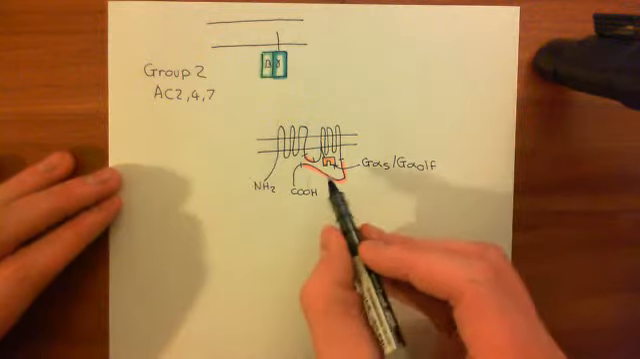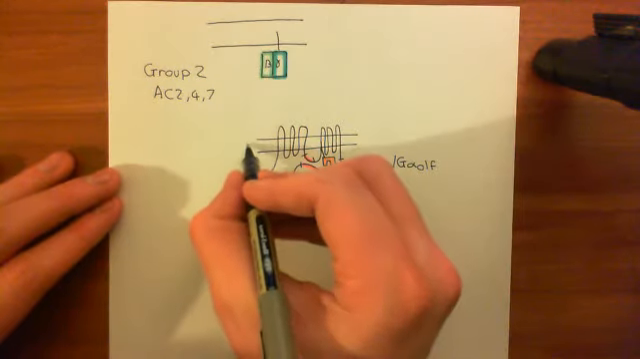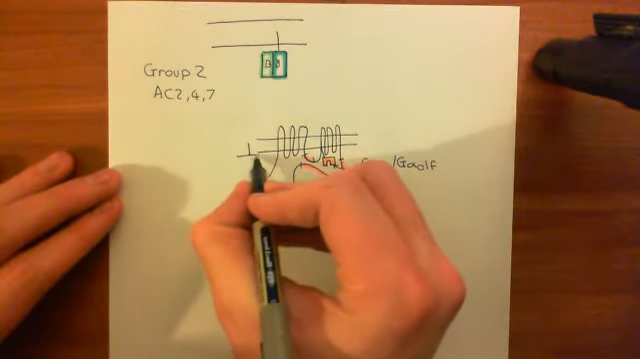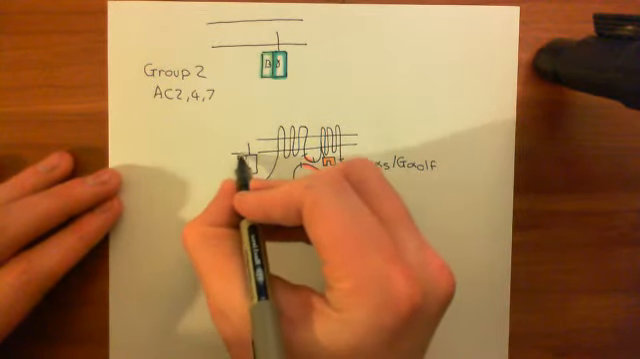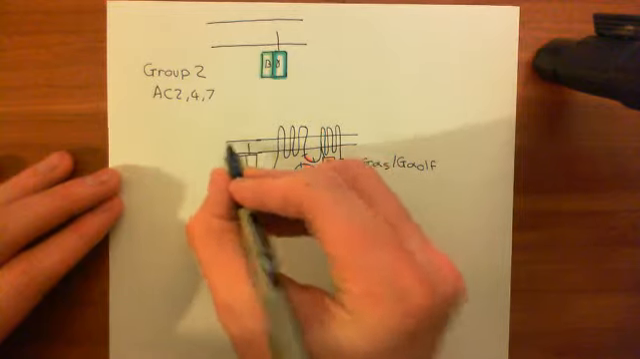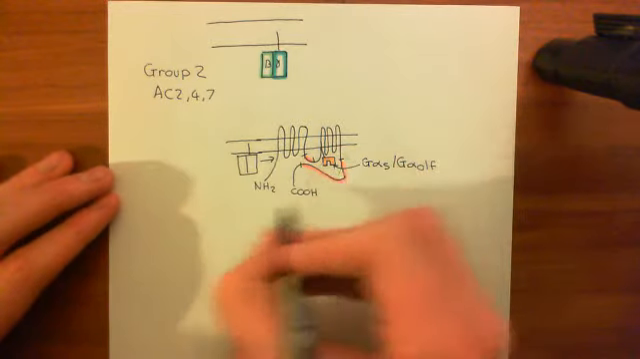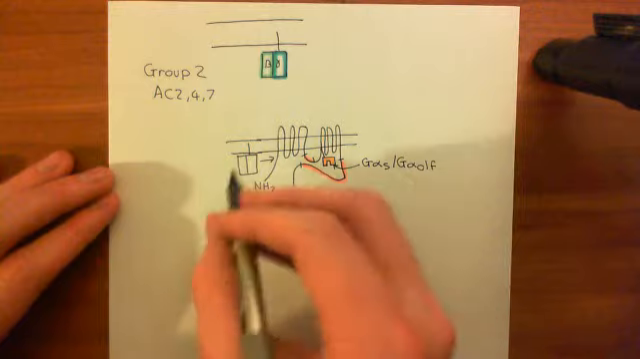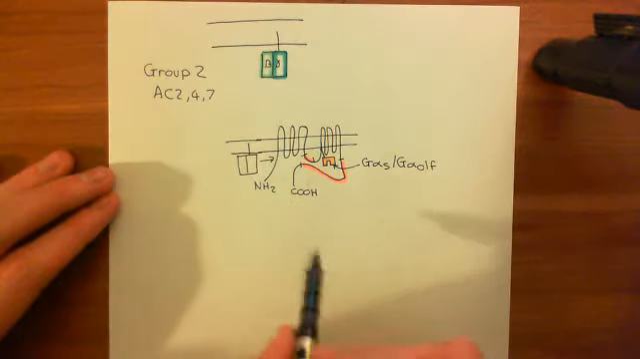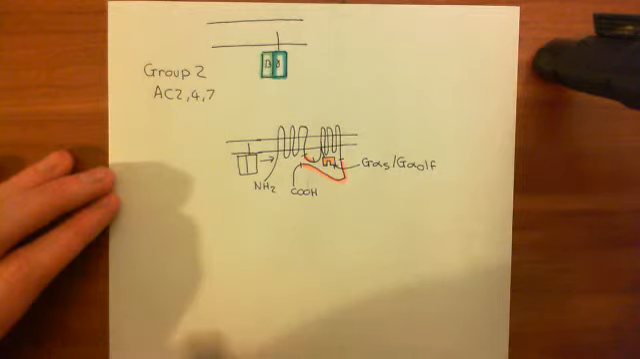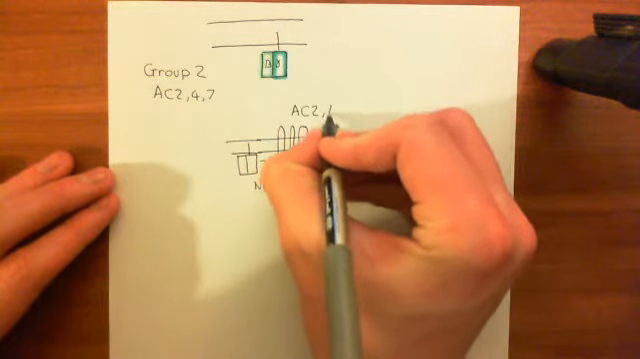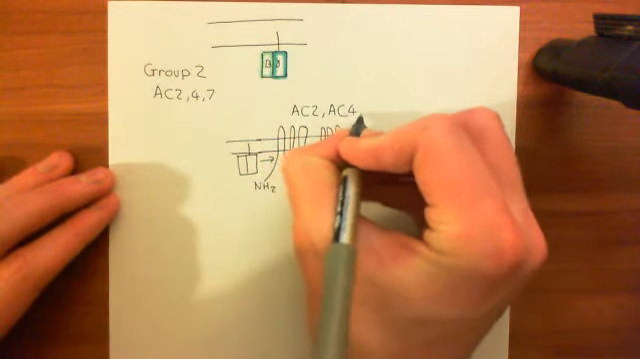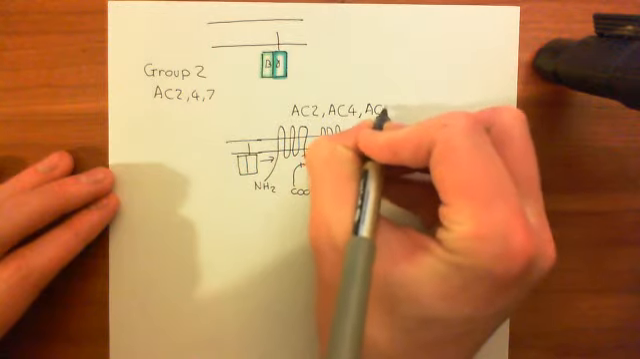Basically now what's going to come along is the beta gamma subunit. The adenylyl cyclase is already active, but if the beta gamma subunit comes and binds now, it will potentiate this activation, so this enzyme is activated even further and will produce much more cyclic AMP. This is the case for adenylyl cyclase 2, adenylyl cyclase 4, and adenylyl cyclase 7.